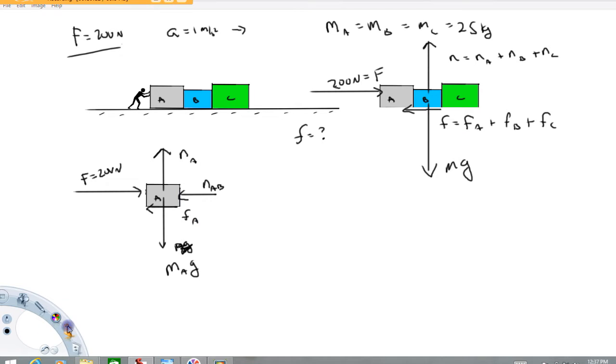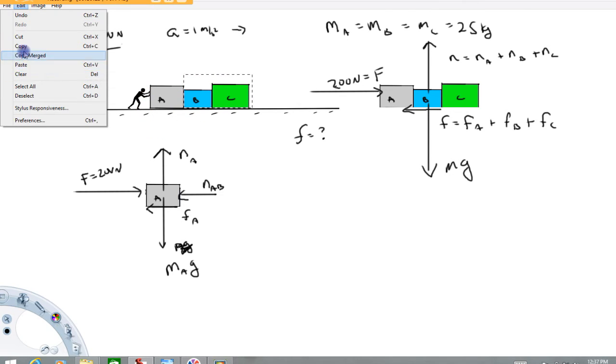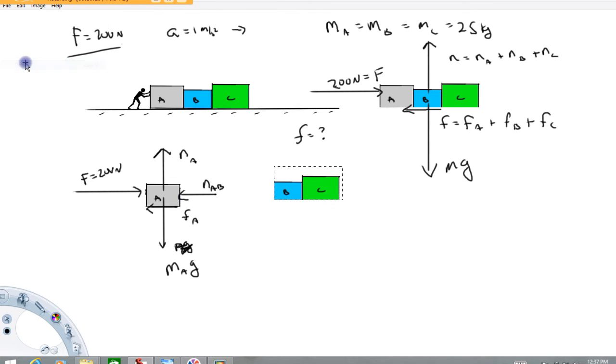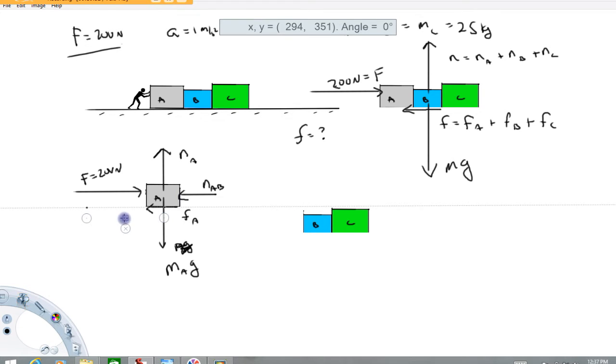I'm at 10 minutes here. I don't like these to get too long, and I'm going to do this one kind of quick. Let's try drawing a free body of this part of the system right here now. We're going to define our system as B and C. Copy, paste. Okay. And I'm going to do this one a little quicker, trying to keep this video short.